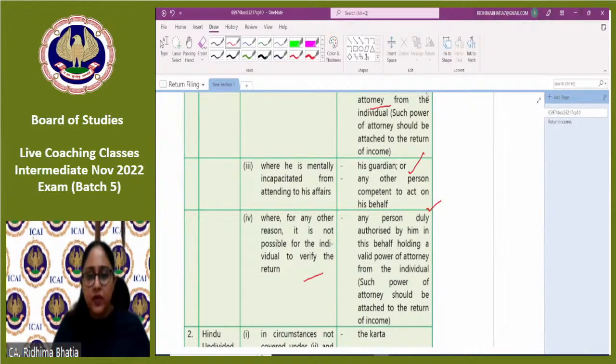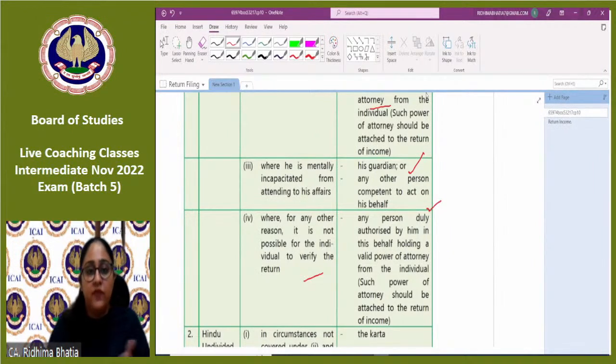This is your verification of return for individual. Now for non-individual, we know that HUF is a non-individual, a non-living person, or a company is a non-living person. Company खुद तो अपना return file नहीं कर रहा होगा. Someone would be verifying the particulars.